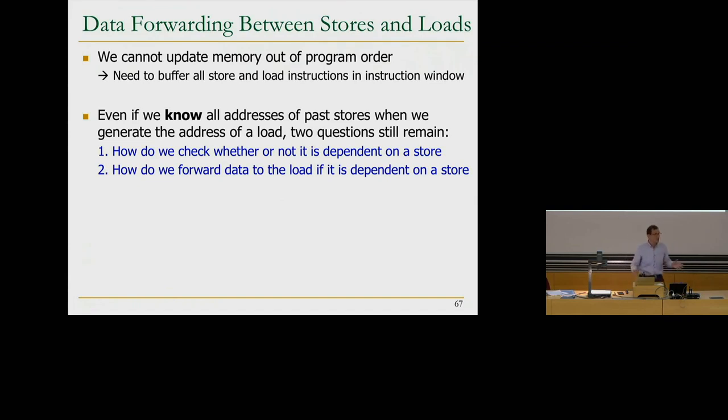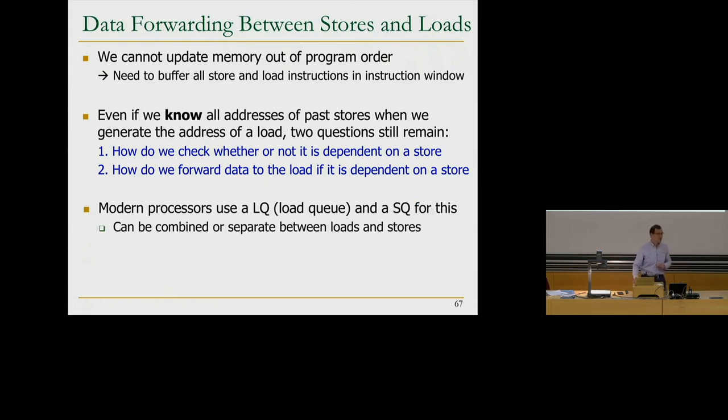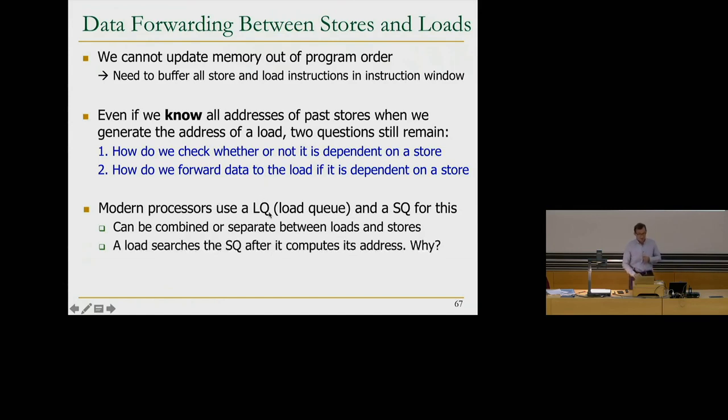For this, you need a special structure. These special structures are usually decoupled into a load queue and a store queue. It can be combined between loads and stores. For example, in the Pentium Pro in Intel, it was called a memory ordering buffer, MOB. So you had a MOB in a processor. But you can combine or separate them; basically, you have a load queue and a store queue. Whenever you produce the address of a load, you search the store queue to check if there's any store that you're dependent on, so that you can schedule the load.